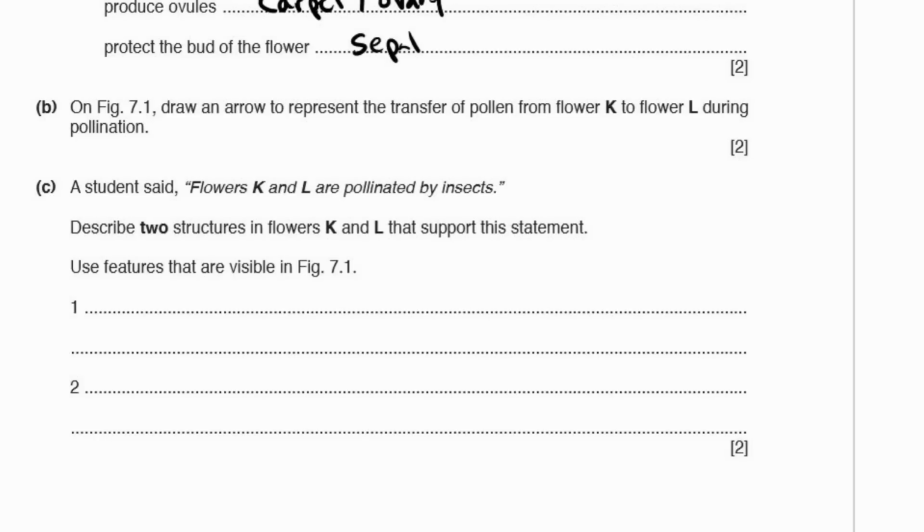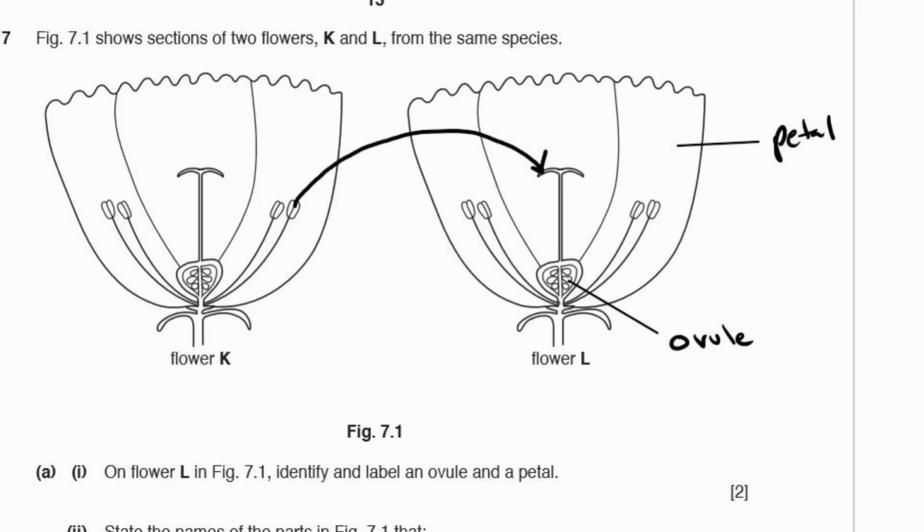C. A student said flowers K and L are pollinated by insects. Describe 2 structures in flowers K and L that support this statement and use features that are visible in figure 7.1. Okay, things that you can see that mean that it's likely that they're pollinated by insects. 1 is that the petals are large so that they can attract insects. Okay, the insects can see them. Wind-pollinated plants do not need to have big, pretty petals.